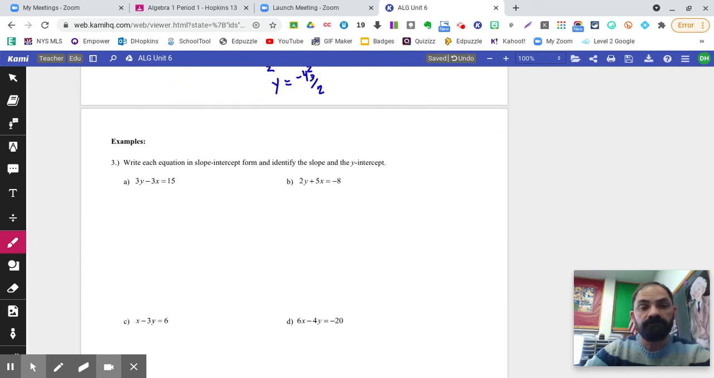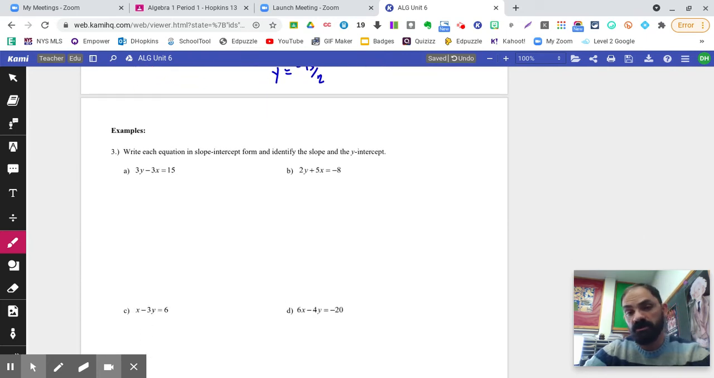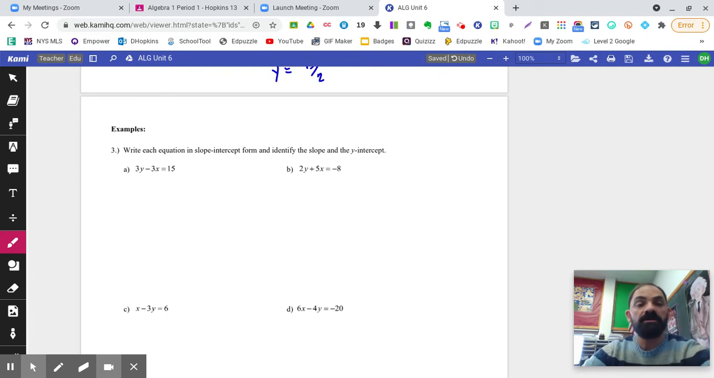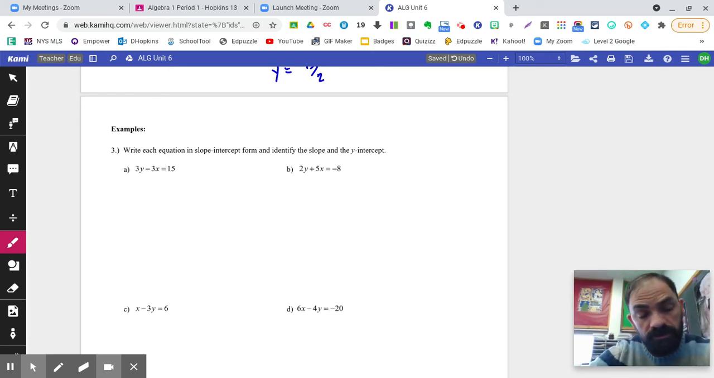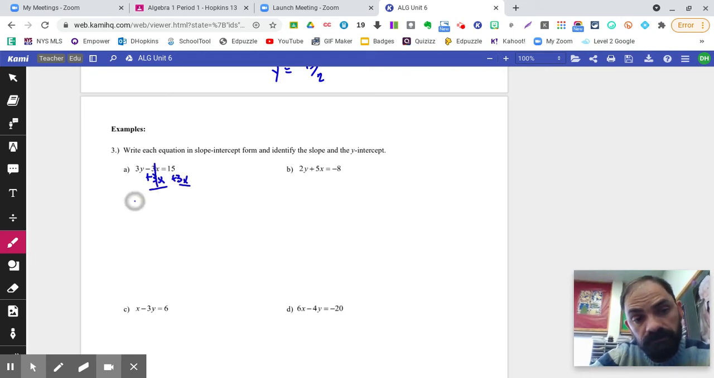Number 3. We have 4 examples to go over, and each of these examples, it's asking us to write each equation in slope-intercept form. That's y equals mx plus b, and then identify the slope and y-intercept. So to get y by itself, we want to get rid of whatever's not attached to it. So add 3x to both sides. And then we'll divide by 3.